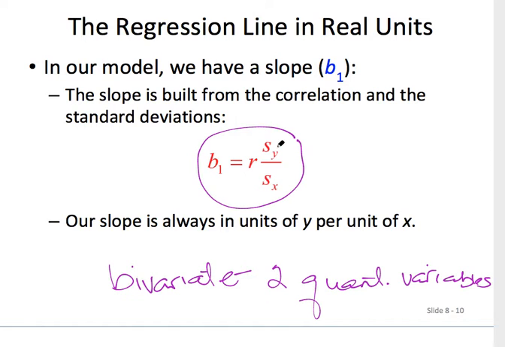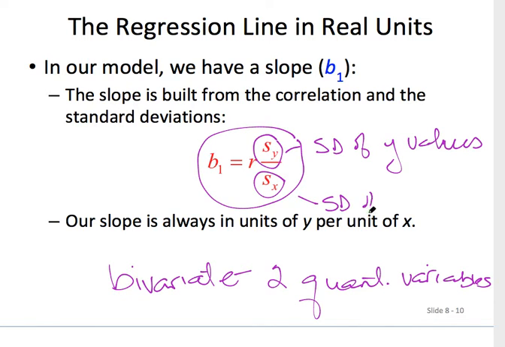Okay, so SY is the standard deviation of the Y values, of one set of values. Y in this case doesn't mean Y hat, okay? It's just the standard deviation of that set of data. And SX is the standard deviation of the X values.